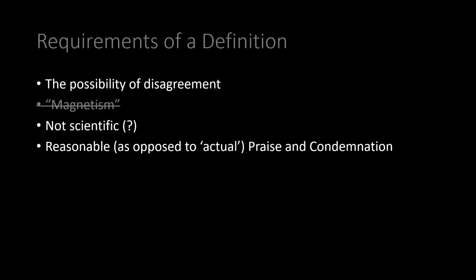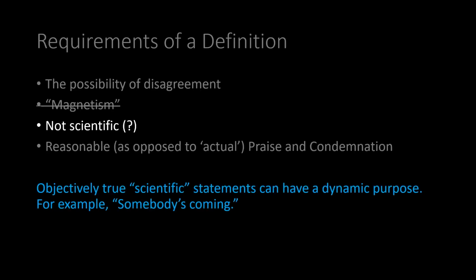And this brings us back to the question of whether there is a fact of the matter as to what behaviors people generally have reasons to encourage, discourage, or leave alone. As Stevenson himself allows, a statement that is objectively true can still have a dynamic function. It's not the case that a statement is either descriptive or dynamic. It can be both. For example, as two children hide in the park as a part of a game, one may utter the objectively true proposition, somebody's coming. This objectively true claim also has a dynamic purpose, to cause the other player to be silent.